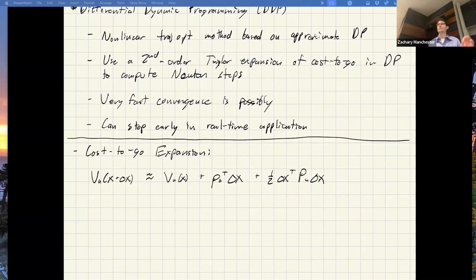This is essentially exactly the same as LQR. What's the difference between LQR and this? Someone tell me.